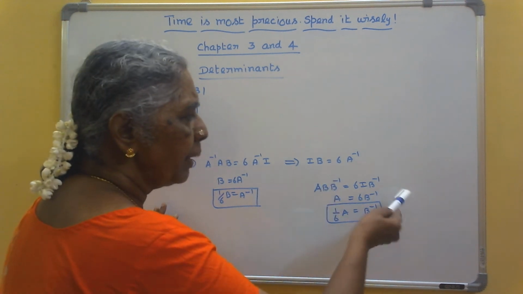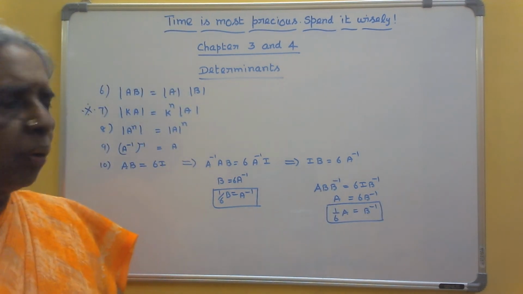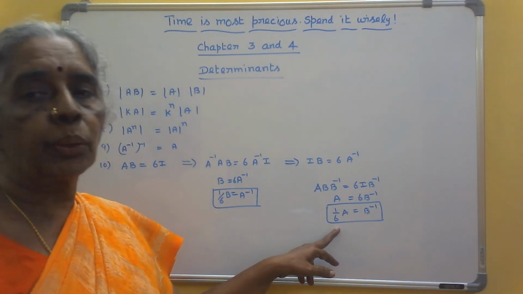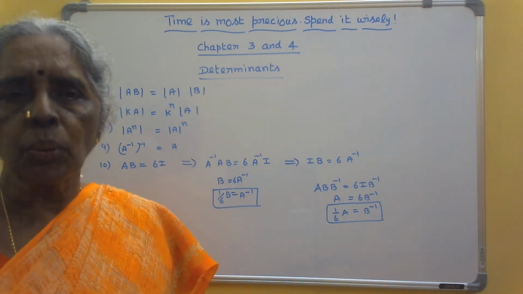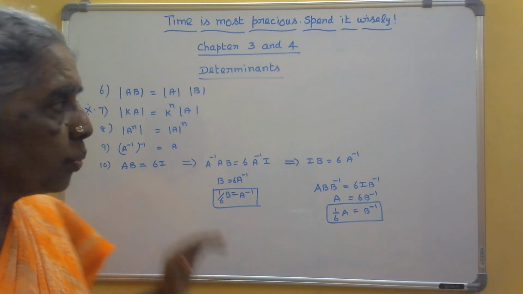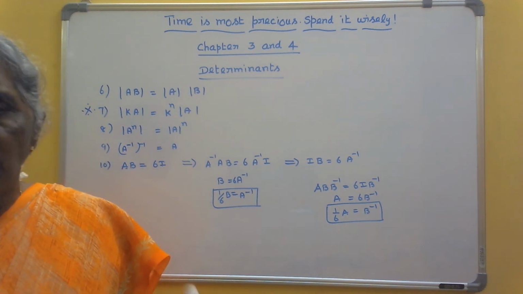Similarly, I am post multiplying by B inverse. So, I get B inverse is equal to 1 by 6 A. This will be useful for you to solve some sums. So, you should know this.